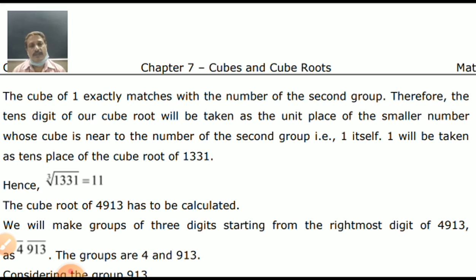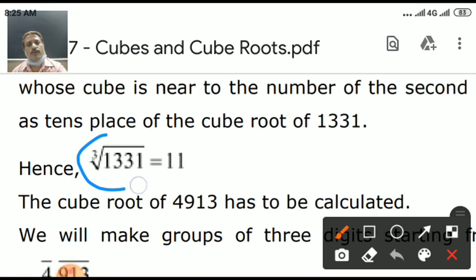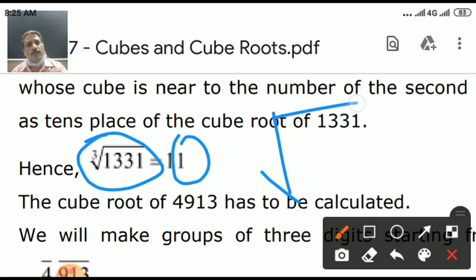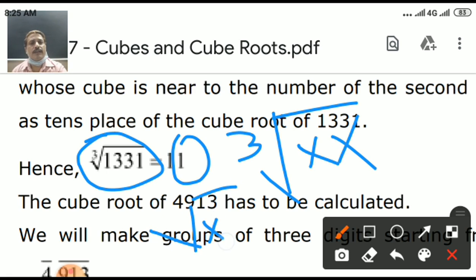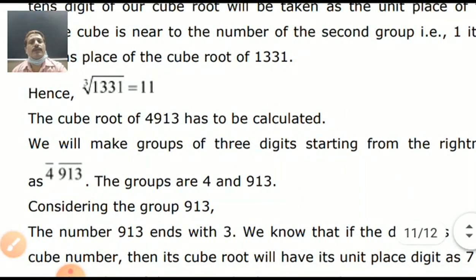1 will be taken as the tens place of the cube root of 1331. So 11. This is the symbol of cube roots. Yes, my dear student, you should know very well how to read this one. Cube root of 1331 is 11. This is the sign of cube root. Yes, my dear student, don't forget. Inside there is a number, and only this sign gives the square root in the other case. Correct. Very good. So it's calculated this way.